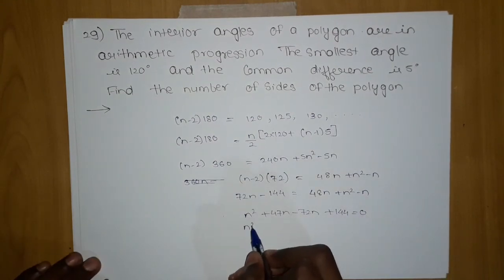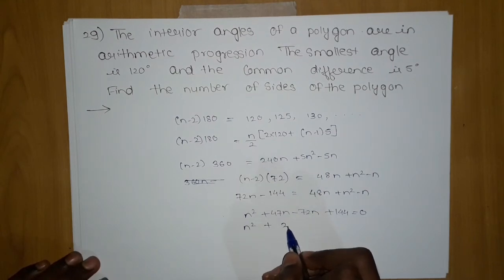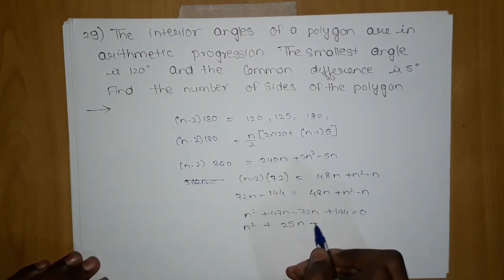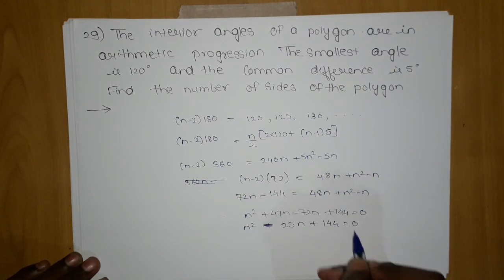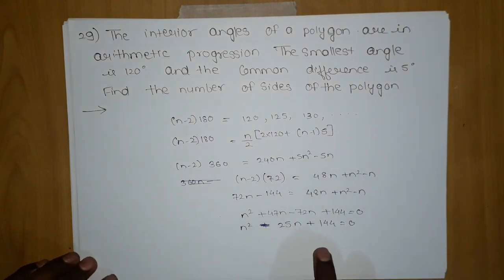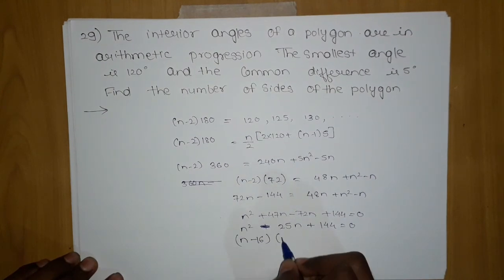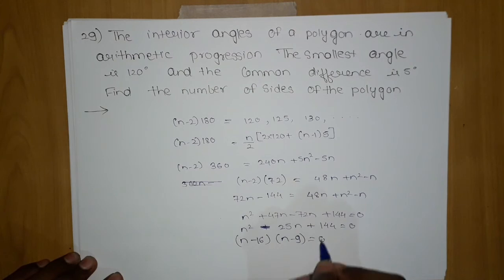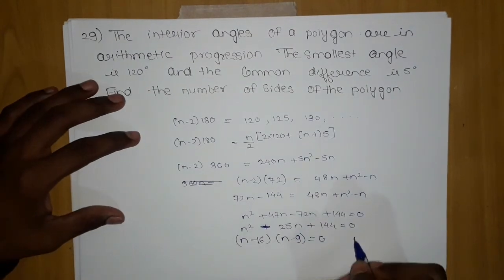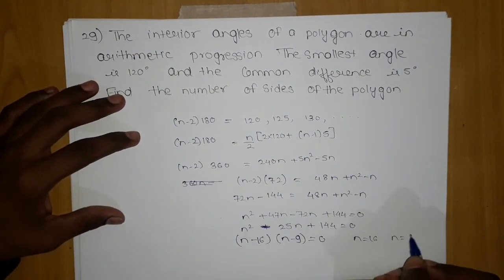Which gives me what? n square minus 25n plus 144 should be equal to 0. Okay, so we get the factors n minus 16 and n minus 9. So now we are getting two answers: n is equal to 16 and n is equal to 9.